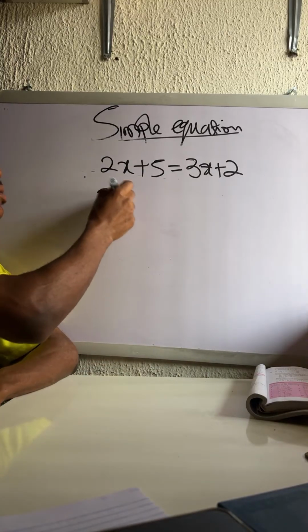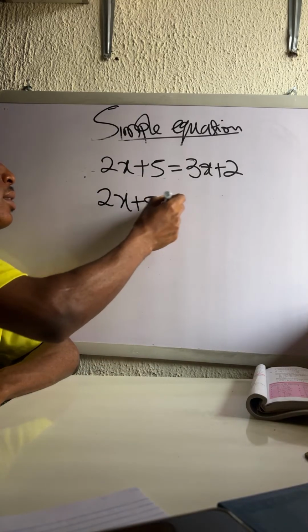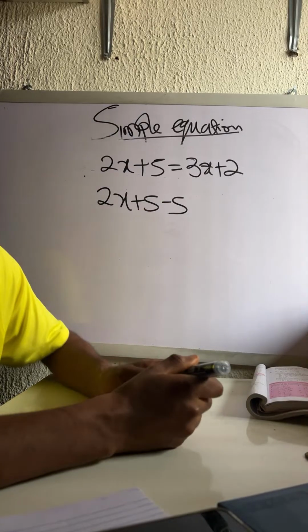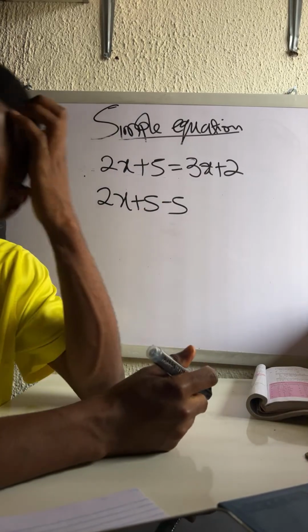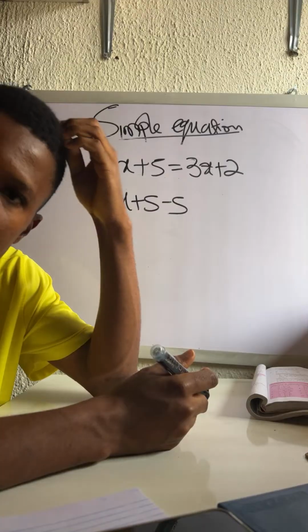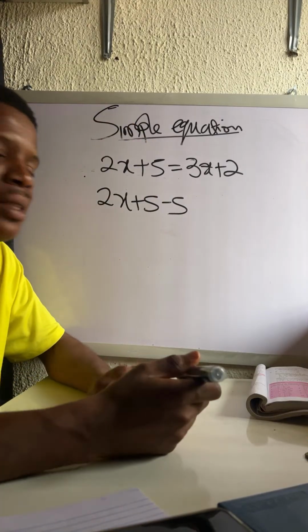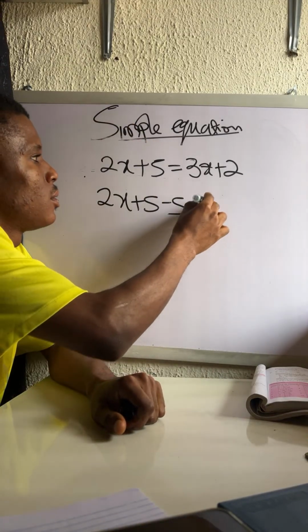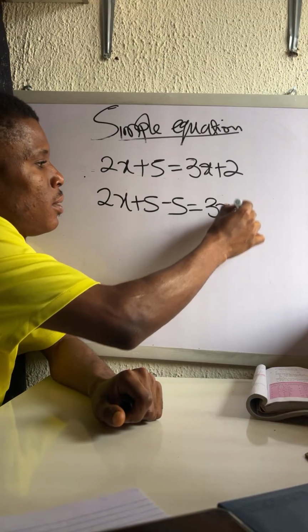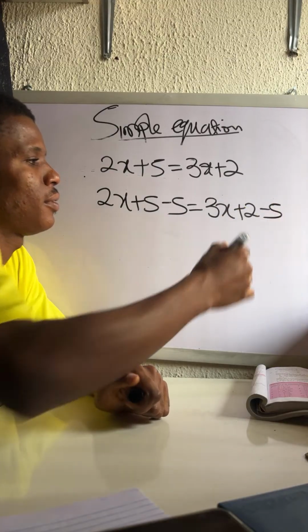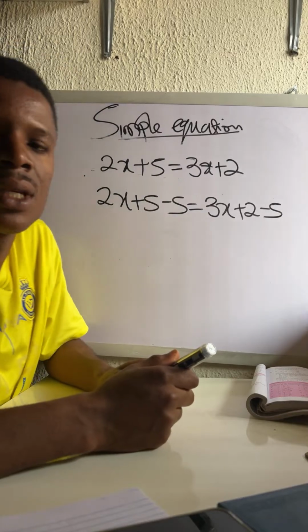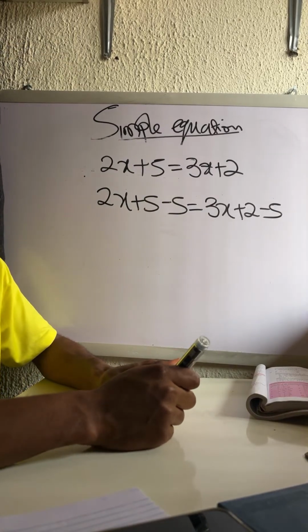You have 2x plus 5, take away 5. We'll first of all collect the like terms of 5 to get rid of 5. If you do that, what do you have at the next line? And this equals 3x plus 2, take away 5. If you get this, it is very simple now.